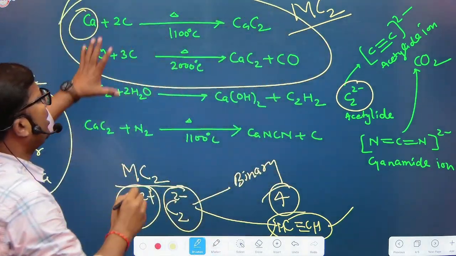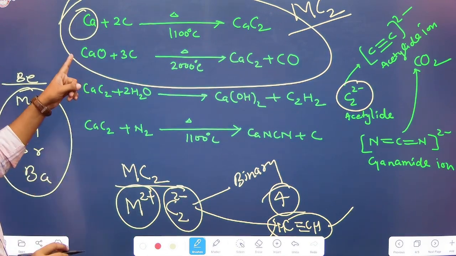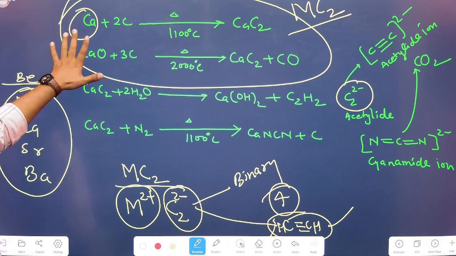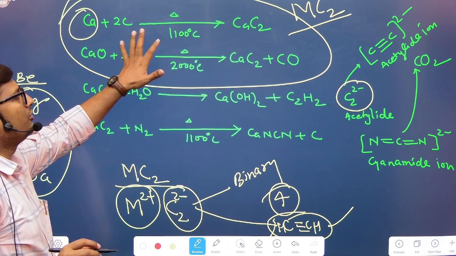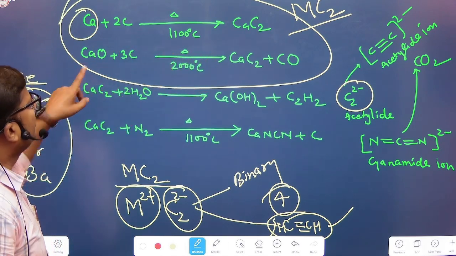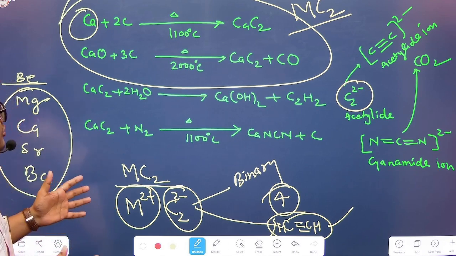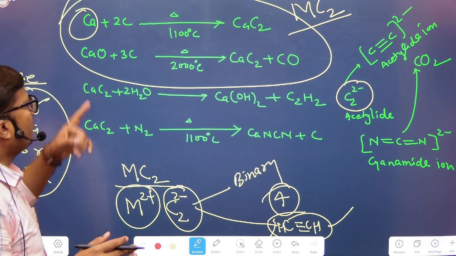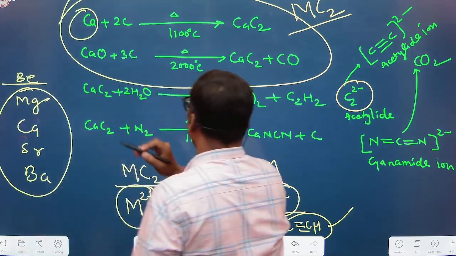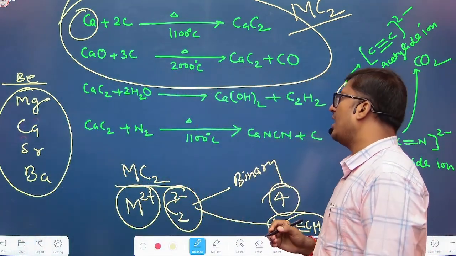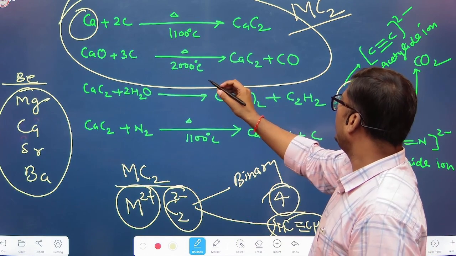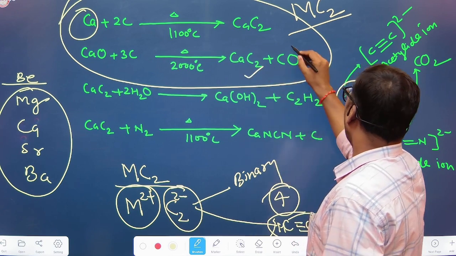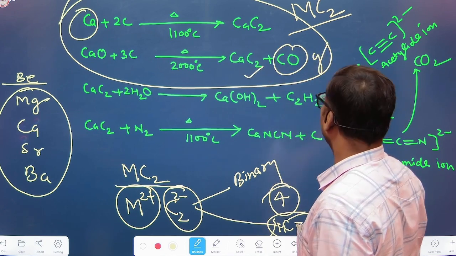So in this particular sphere you can see the calcium metal directly reacts with carbon in an electric furnace at high temperature, so that produces calcium carbide. And similarly, another way of preparing the carbides follows: calcium oxide would react with 3 moles of carbon at high temperature, nearly 2000 degrees centigrade, that produces calcium carbide and carbon monoxide as a byproduct gas, right?